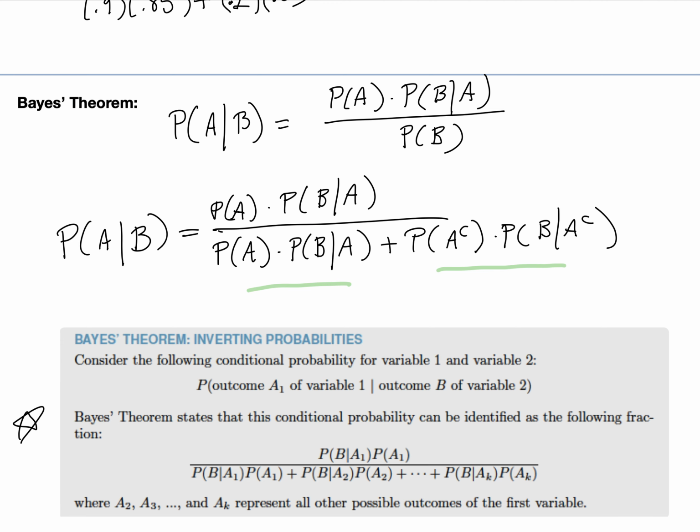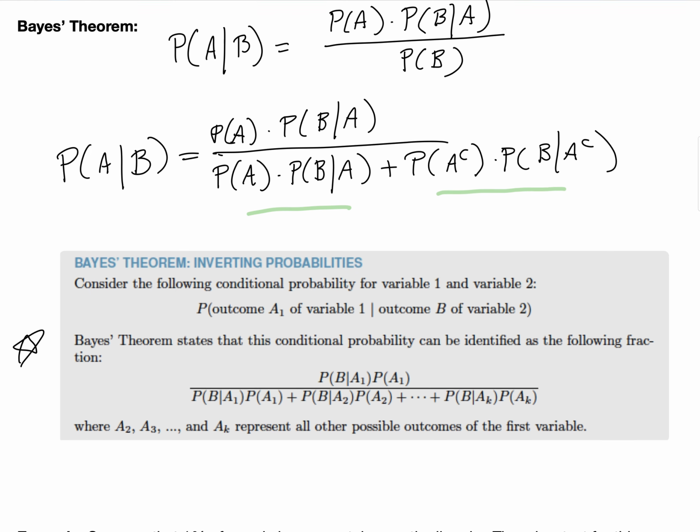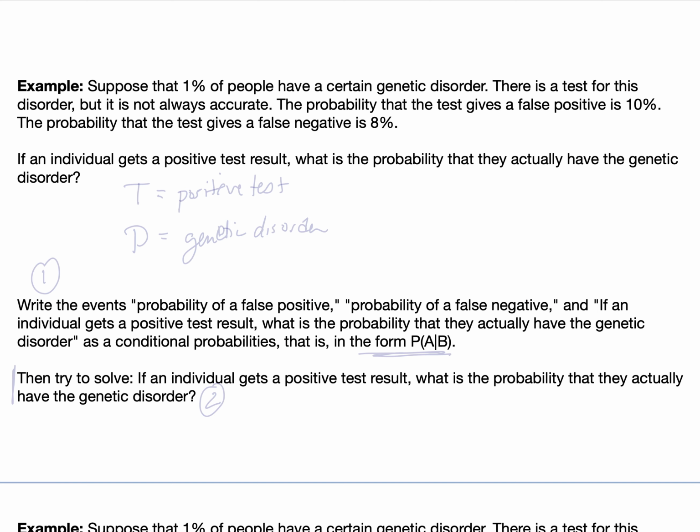Let's do another example together. Suppose that 1% of people have a certain genetic disorder. There is a test for this disorder, but it is not always accurate. The probability that the test gives a false positive is 10%, and the probability that the test gives a false negative is 8%. If an individual gets a positive test result, what is the probability that they actually have the genetic disorder?